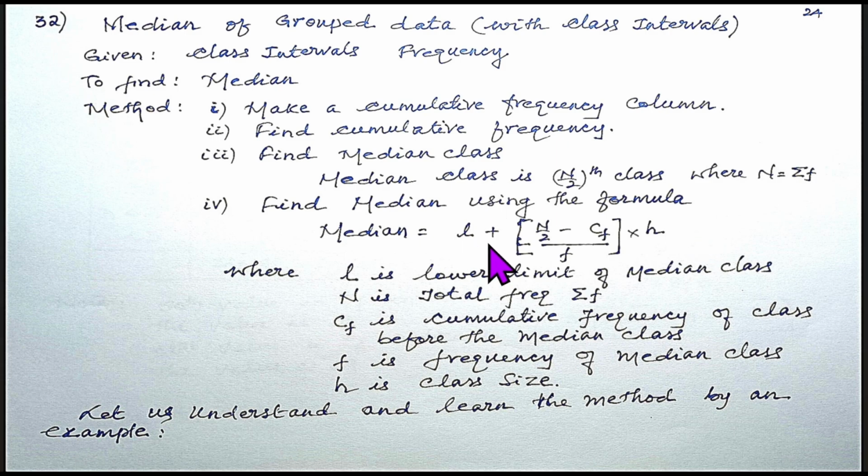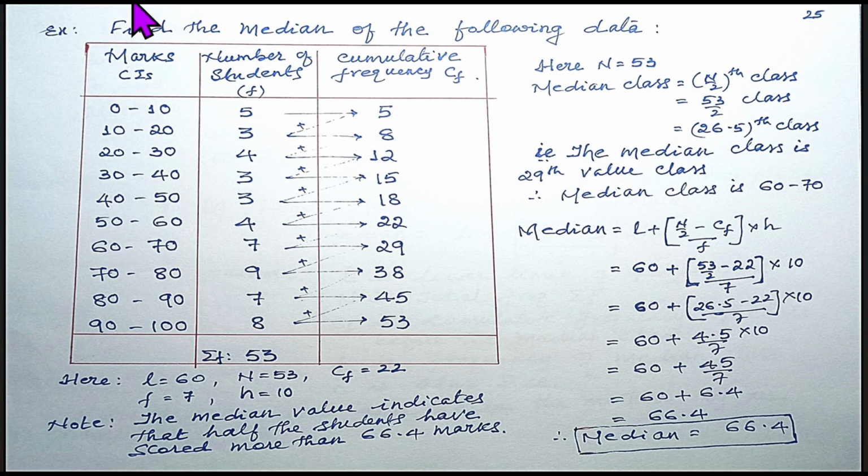So this formula has to be remembered, and we also should know what these variables are. To understand this procedure, we have to consider an example and learn the method. So let us go for that. Now we are given two columns here. One column is class intervals, that is marks, and number of students is the frequency column. Now first step is to find the cumulative frequency. I have told you how to find the cumulative frequency.